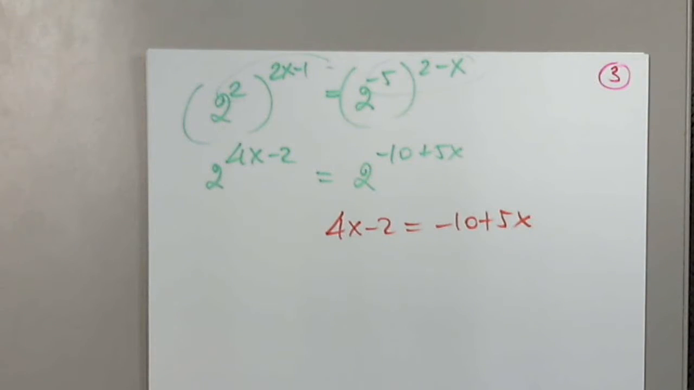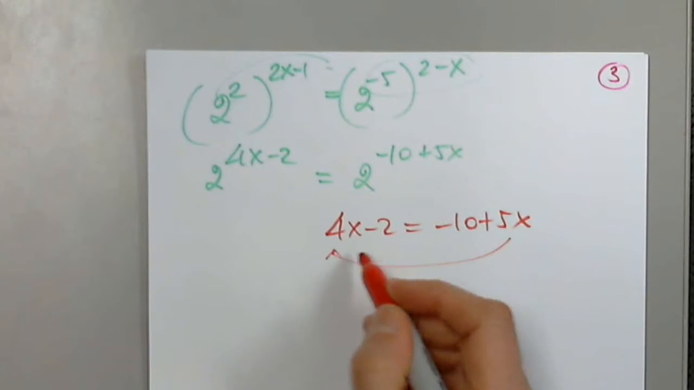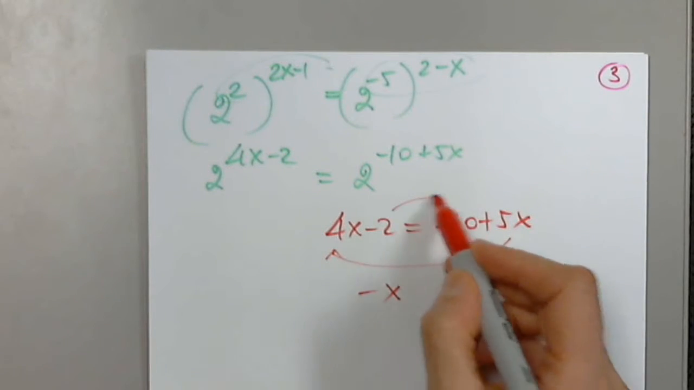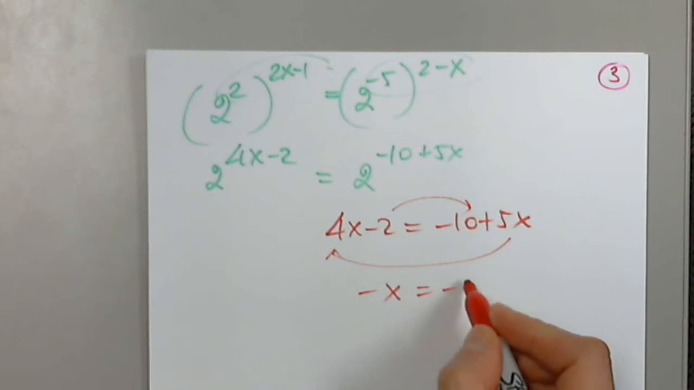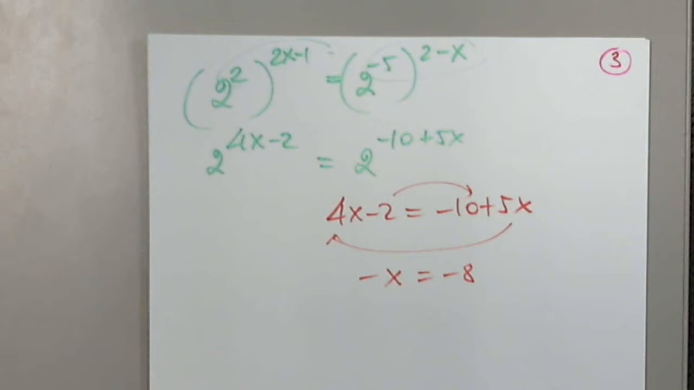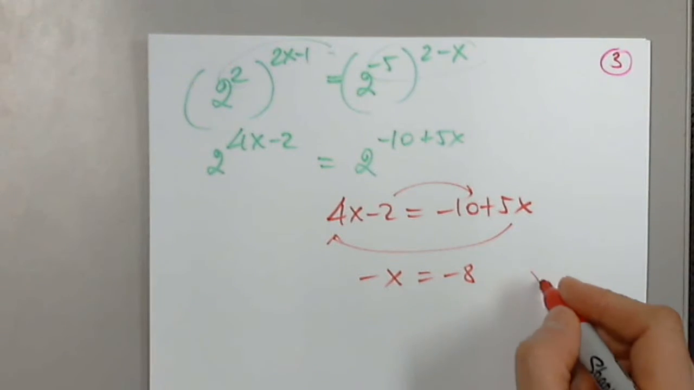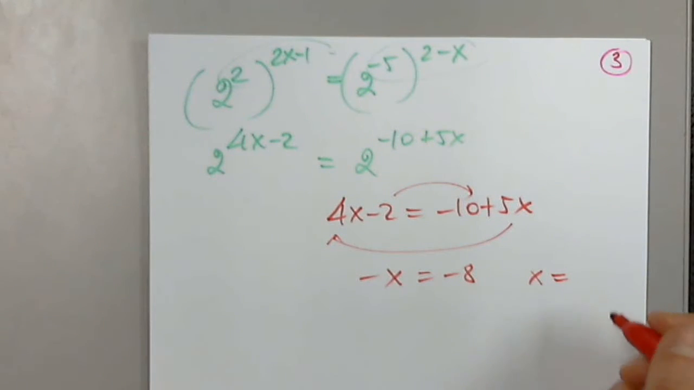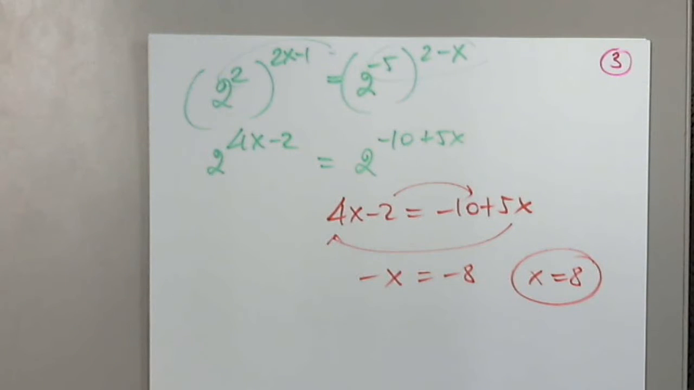Linear. Correct. Very good. So I'm moving 5x to the other side to get negative x, and I'm moving negative 2 to the other side and get negative 8 because I'm adding 2. So finally, x equals? Very good. You can go back and check if you want to. Any questions? Any questions?